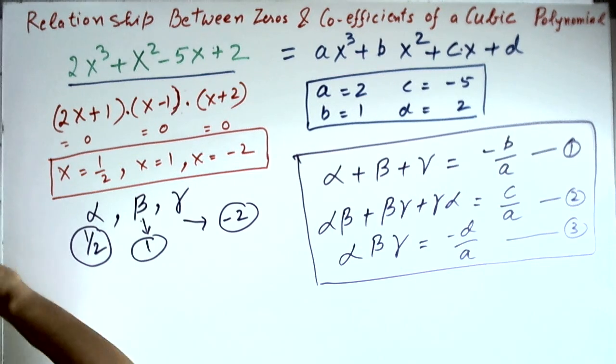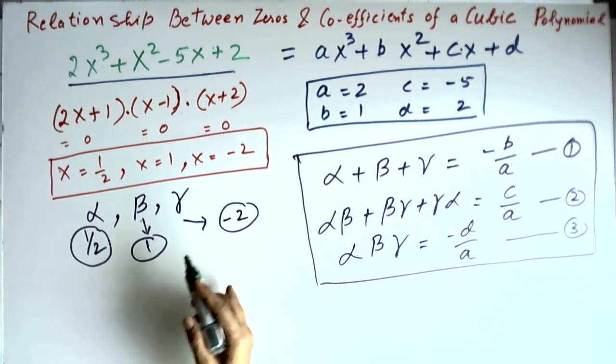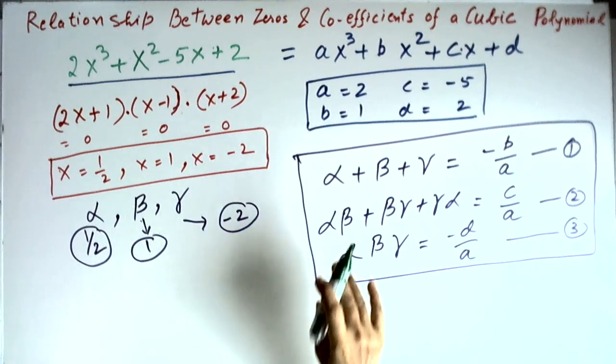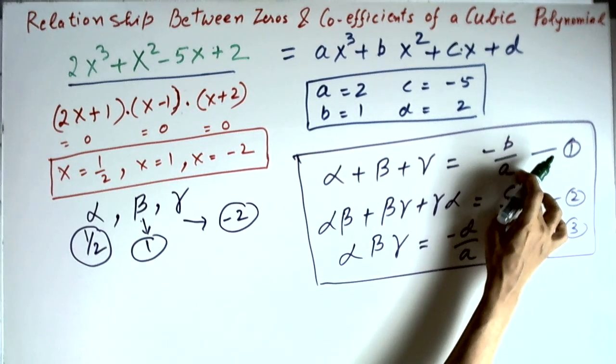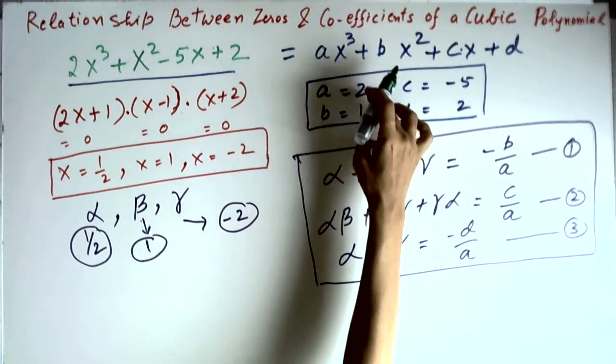Now we have seen these 3 relationships. These are the three formulae which we have to remember. We have to write them in our formula book. And now we can verify for this particular polynomial what is alpha plus beta plus gamma, and is it equal to minus b over a or not? We already know what b is and what a is.